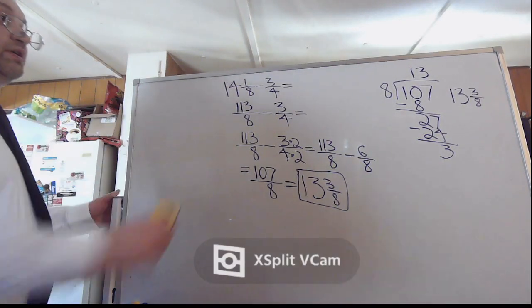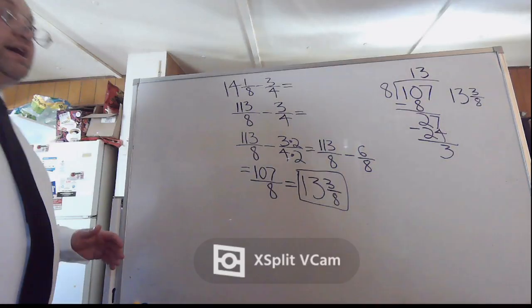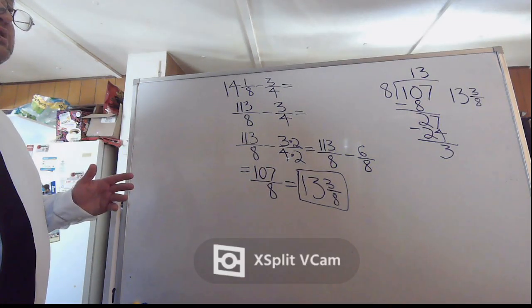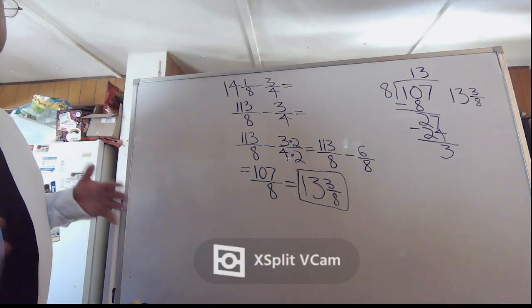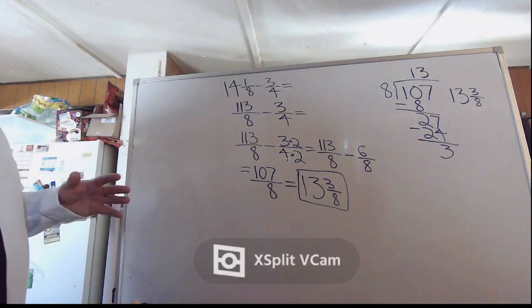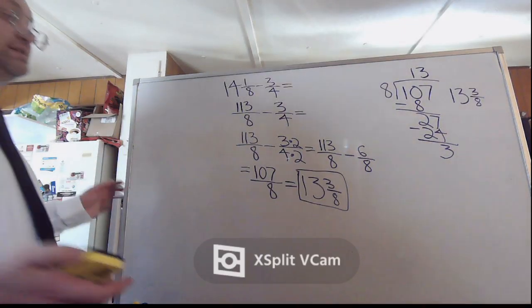And really, that's all there is to subtraction. You get your mixed numbers, you convert them into improper fractions, find a common denominator, do the subtraction, and then convert that final answer back to a mixed number. And that's all there is to it.